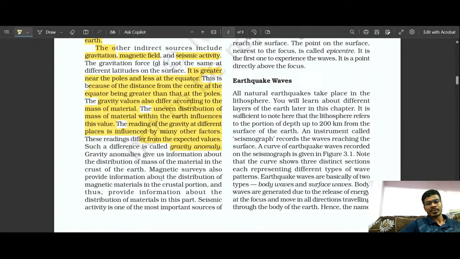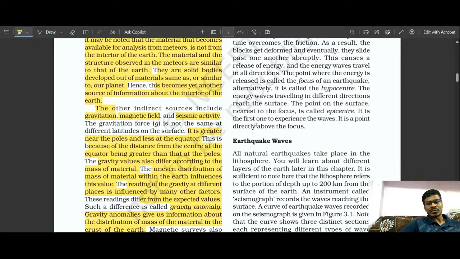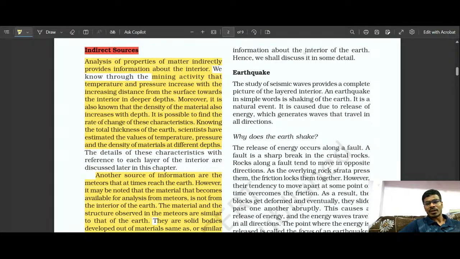Gravity anomalies give us information about the distribution of mass of the materials in the crust of the Earth. Magnetic surveys also provide information about the distribution of magnetic materials in the crustal portion. And seismic activity is another most important source of information about the interior of the Earth.